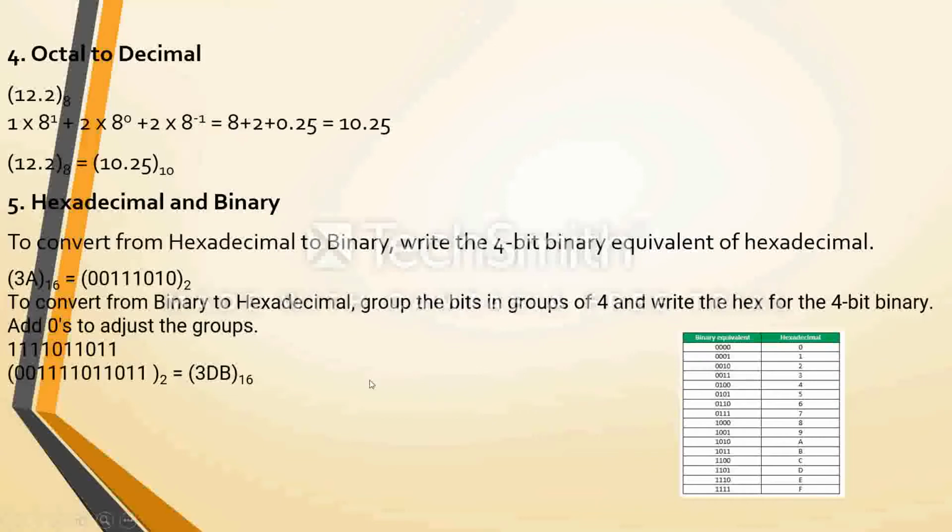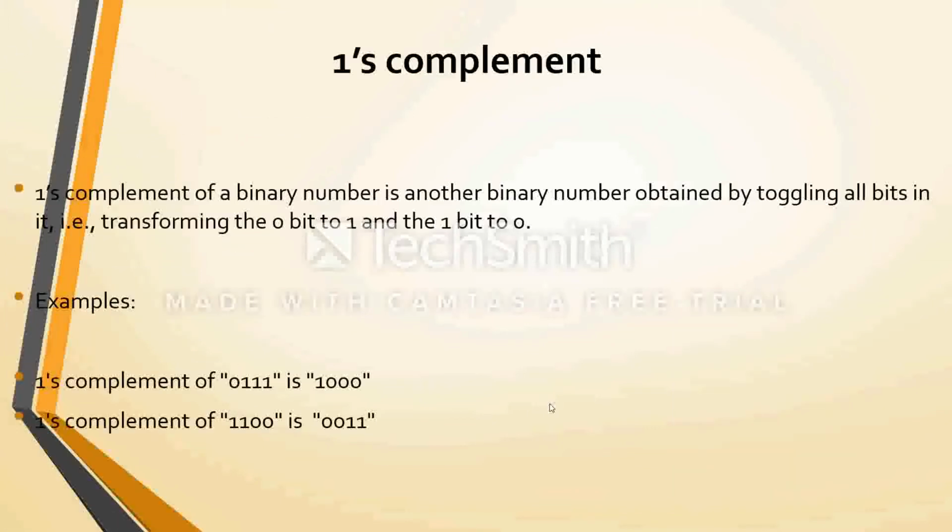Similarly, how to convert binary to hexadecimal? Make a group of 4-bit binary numbers and write the hexadecimal equivalent of that. So if you refer to this, 0011 corresponds to 3, and 1101 is D, 1011 is B, from this particular table. Okay, so this is all about converting the numbers from one base to another base.